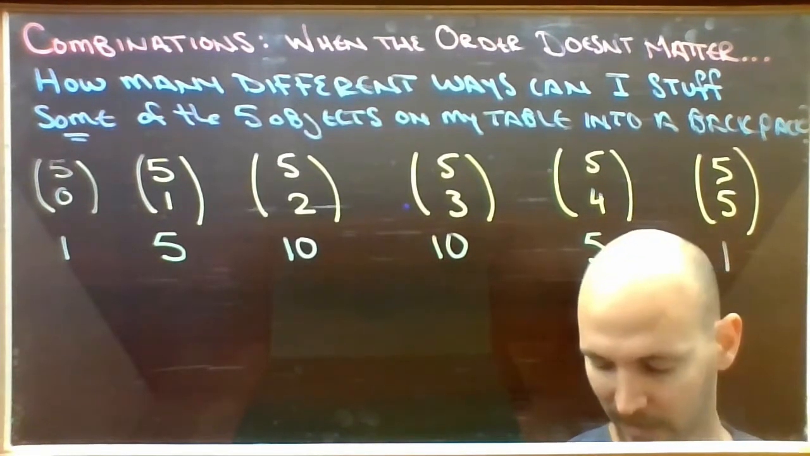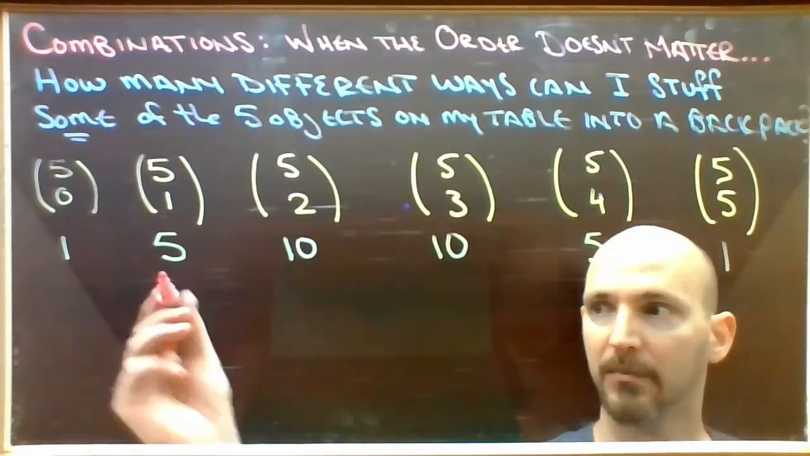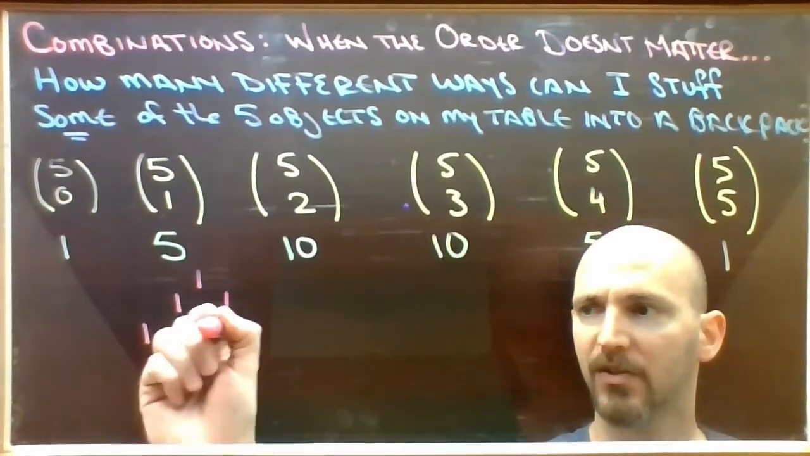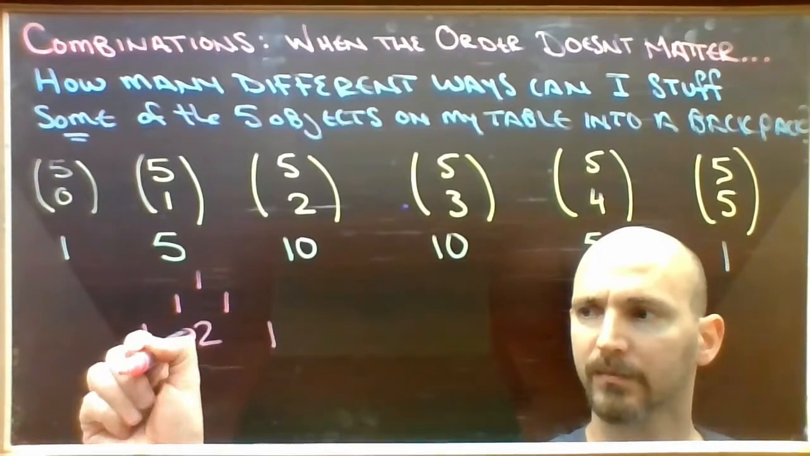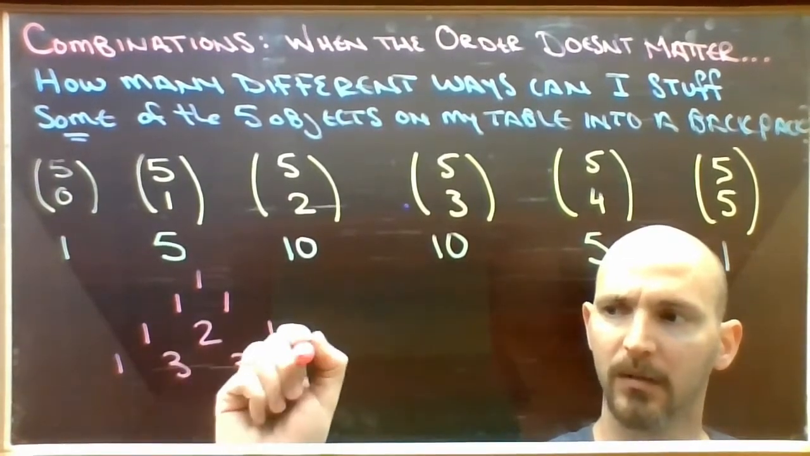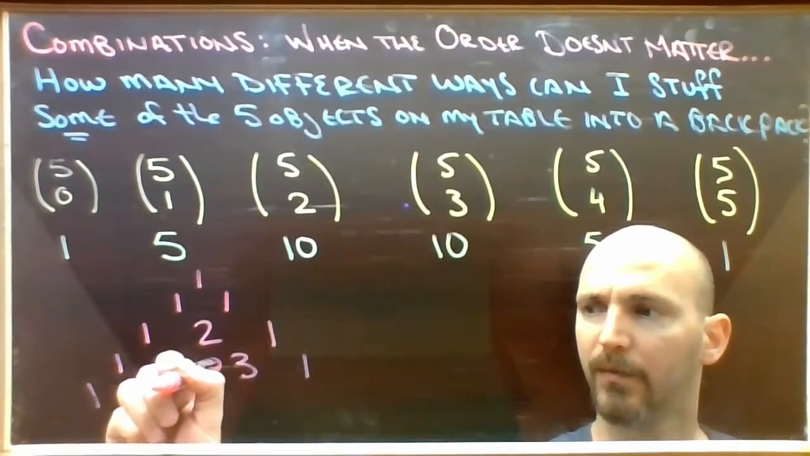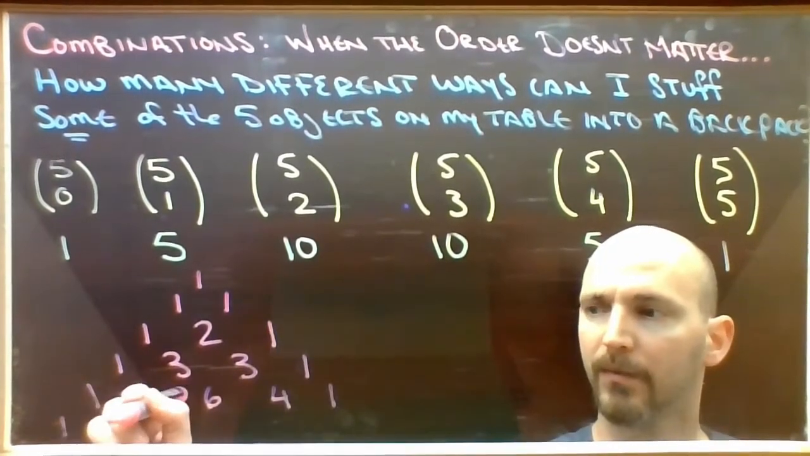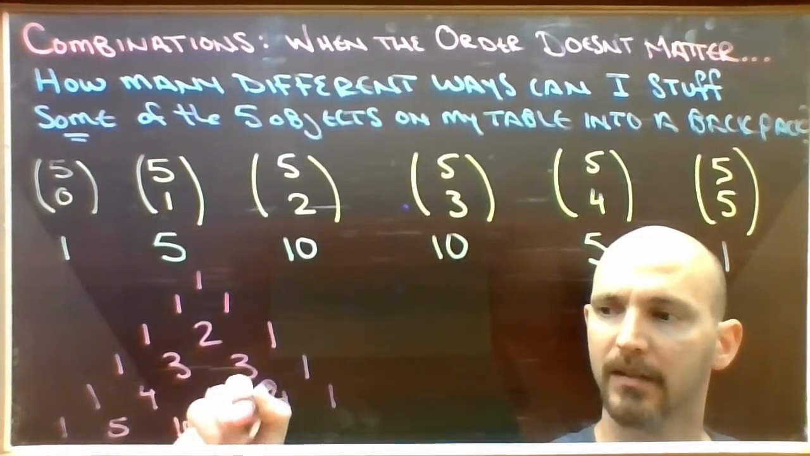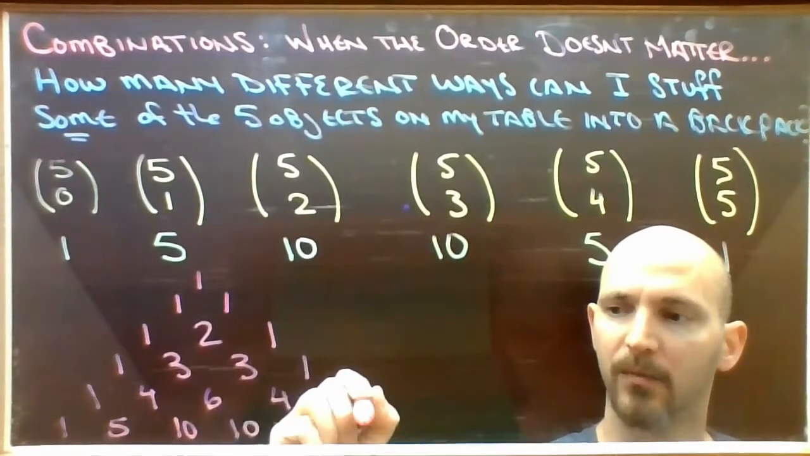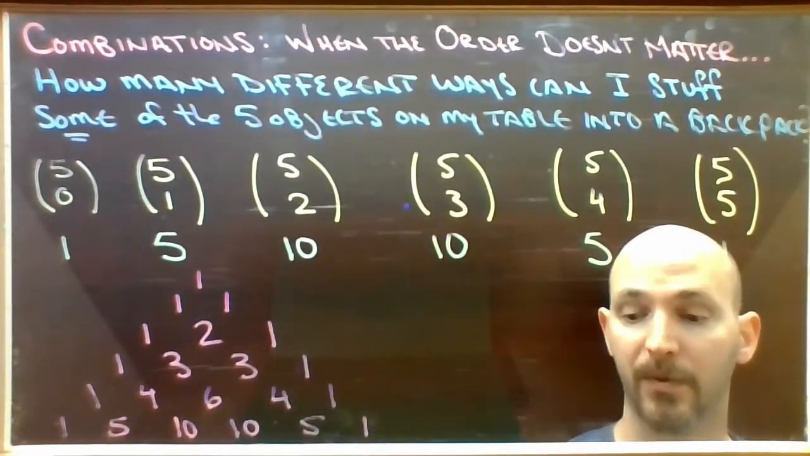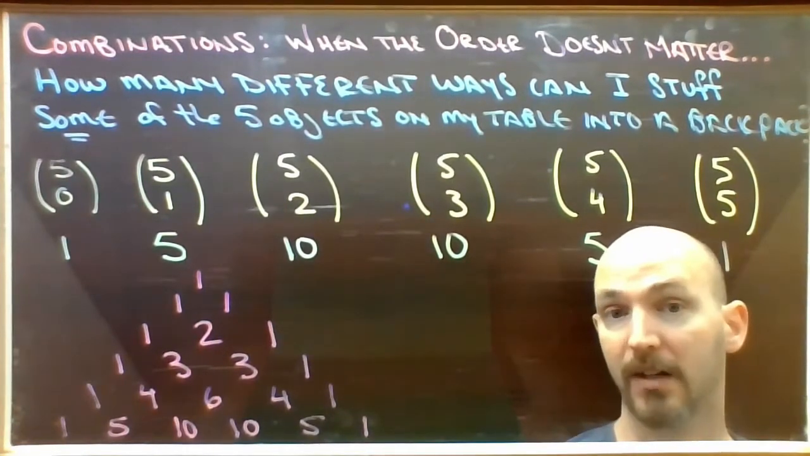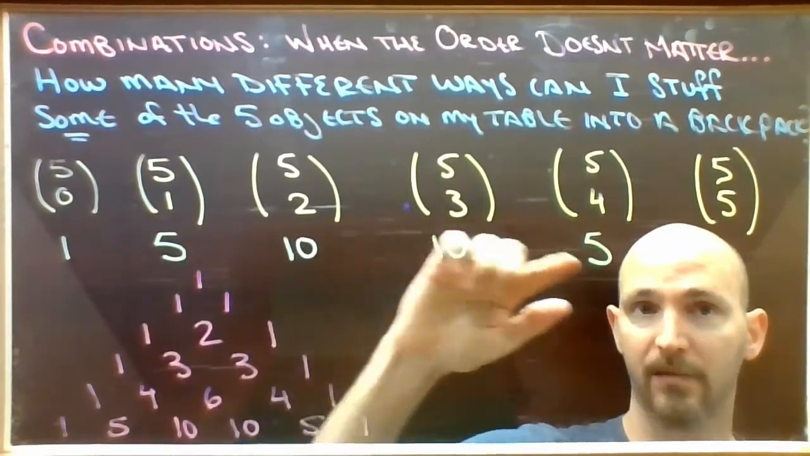Familiar? Well, it should be, because if I were to just quick build a Pascal's triangle for you, 3, 1, 4, 6, 4, 1, 1, 5, 10, 10, 5, 1. There it is, right in the 5th row, I guess it's the 6th row, of that Pascal's triangle, those numbers, 1, 5, 10, 10, 5, 1.